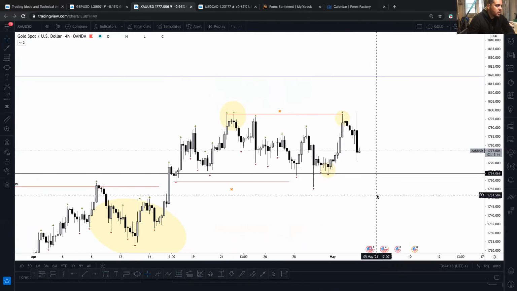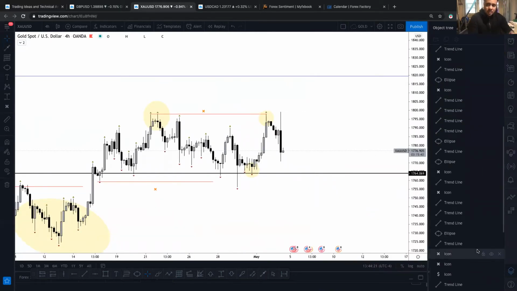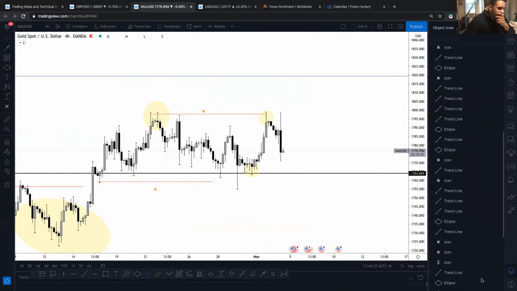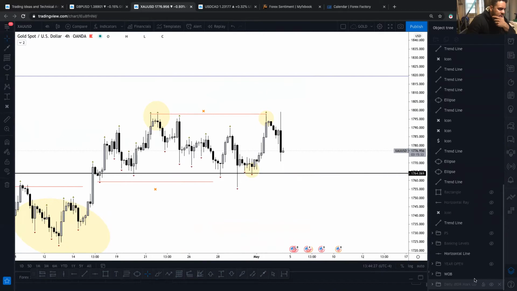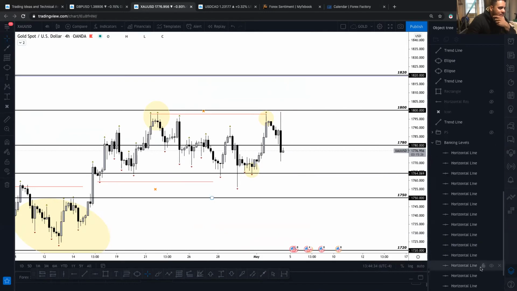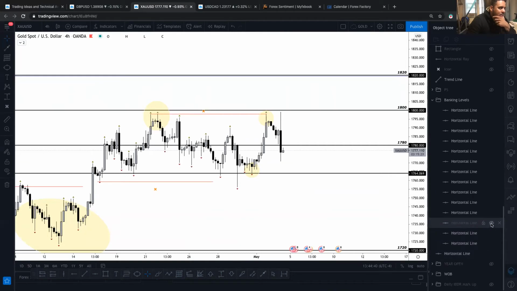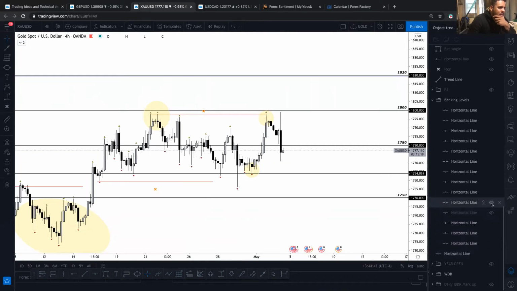Okay, another thing that I like to utilize is the banking levels. If you don't know what banking levels are, think zeros, twos, fives, eights. Okay, I'm going to put some on here. Let me see. I put all of them, literally. Let's take some of those off. Okay, we'll keep that one. Keep that one. Keep that one. All right, let's get rid of those. We'll keep that one too.